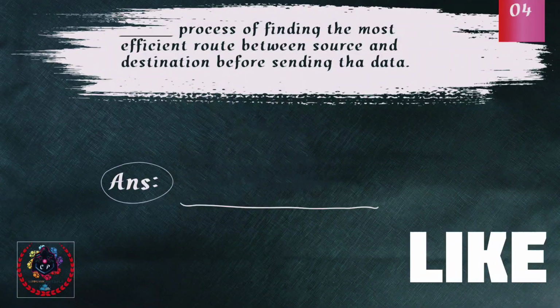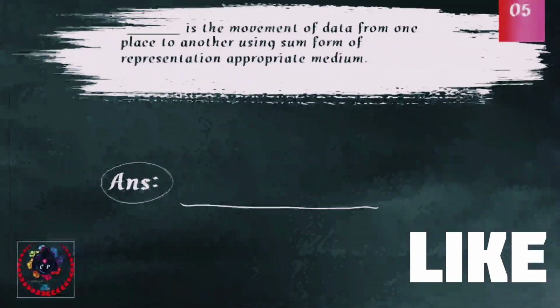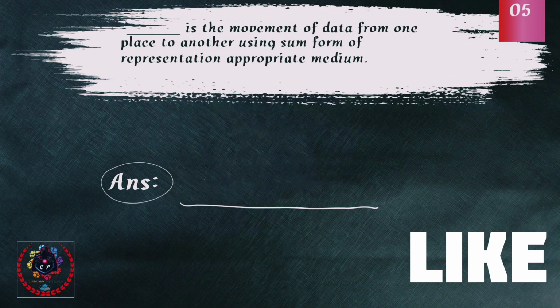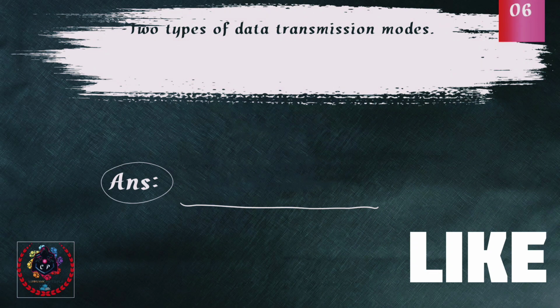Next, the process of finding the most efficient route between source and destination before sending the data is data routing. Data transmission is the movement of data from one place to another using some form of representation and an appropriate medium. Data transmission modes: two types of data transmission mode, internal and external data transmission.